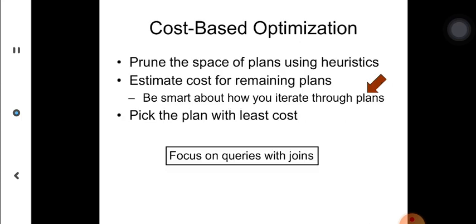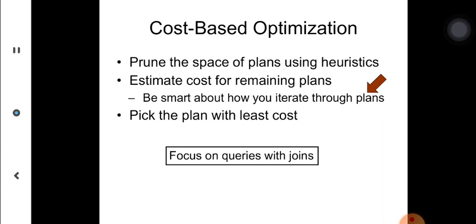So if you see here, we have one kind of optimization we call cost-based optimization. What you do in this case is come up with plans, and then you have different physical plans, but you need to prune the space of plans using heuristics. What I mean by using heuristics is that you have some early knowledge about certain catalogs, number of records, and based on that you decide which optimization is best.